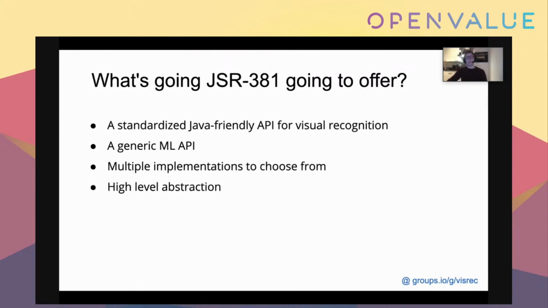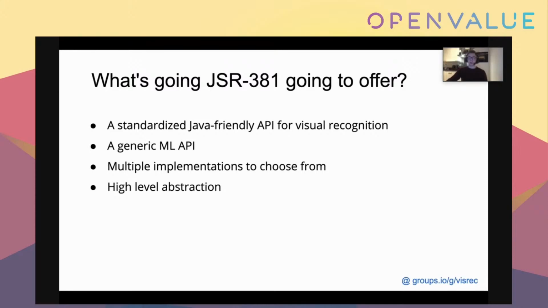So what's the JSR going to offer? It's a standardized Java-friendly API for visual recognition. So we'll be focusing on visual recognition tasks specifically. It contains a generic machine learning API. However, we will definitely be focusing on the visual recognition part, but the generic part for machine learning is one of the things that we think is also very necessary to embed within this API. And from the get-go, there are already multiple implementations available to choose from.